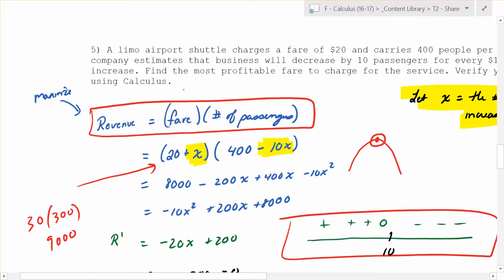What were they making before? The fare was 20 and there were how many passengers? 400. So they were making 8,000 before. Now they're making 9,000.